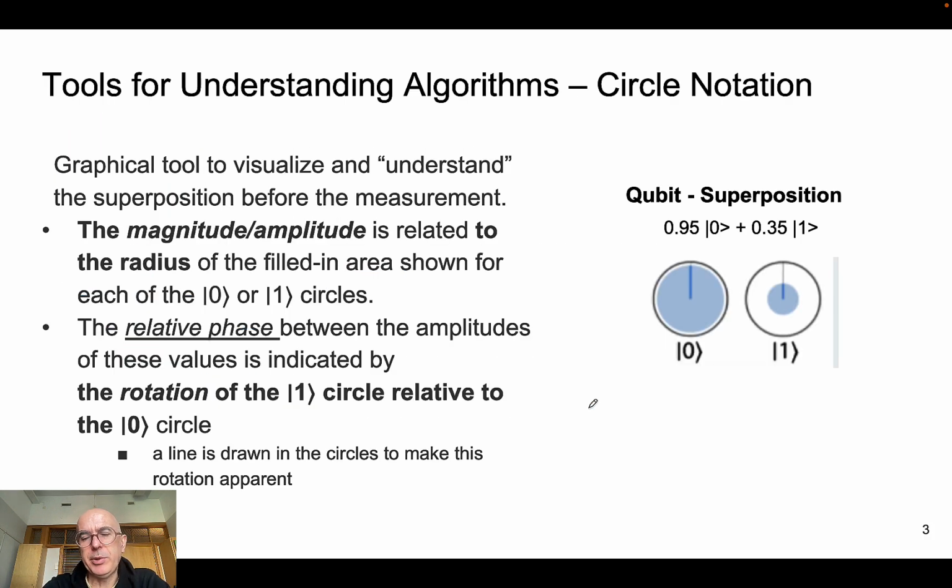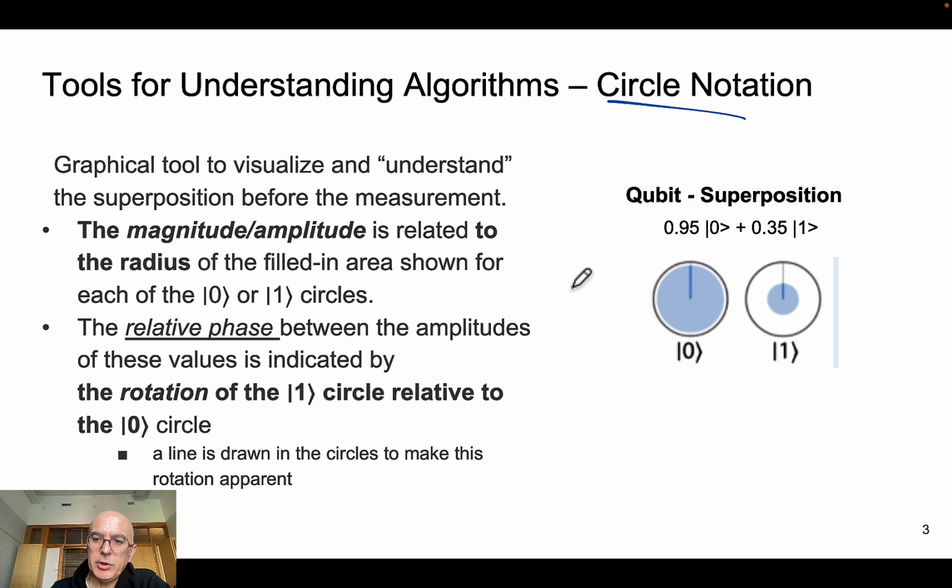So the very first topic that we are going to look at in the first lecture after this one is the so-called circle notation. We are going to express the state of a qubit using two circles. The circle notation is nothing else than a graphical tool for visualizing and understanding the superposition of the quantum bit before the measurement, so when we still have a superposition.